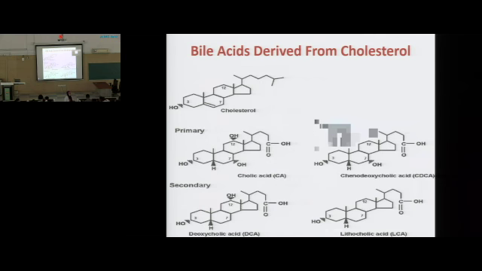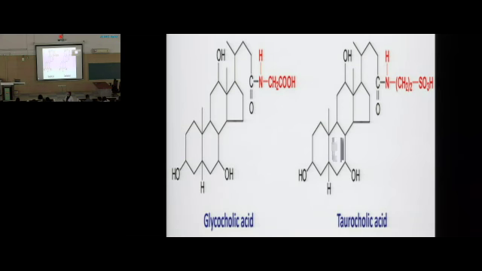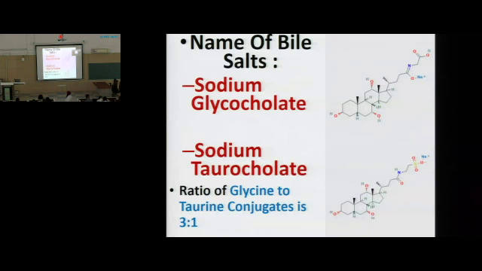Primary are cholic acid and chenodeoxycholic acid, and deoxycholic acid and lithocholic acid are secondary. These bile acids, in alkaline medium, are linked with glycine or taurine and become glycocholic and taurocholic acid and their salts, that is sodium glycocholate and sodium taurocholate. These are salts of the bile acids. If you see these conjugates, the ratio is 3:1, that is, sodium glycocholate is major and sodium taurocholate is lesser compared to sodium glycocholate.